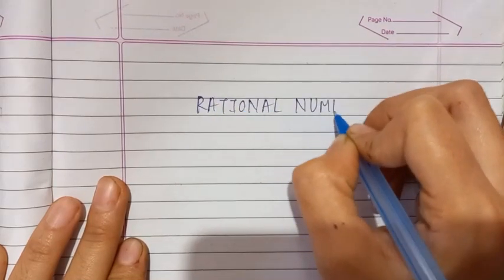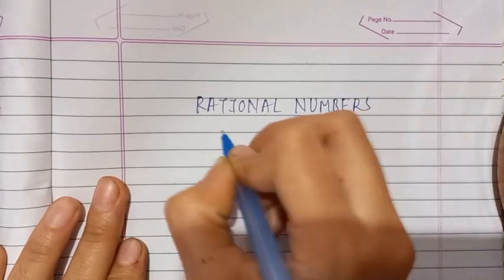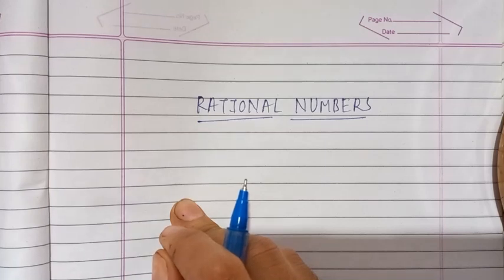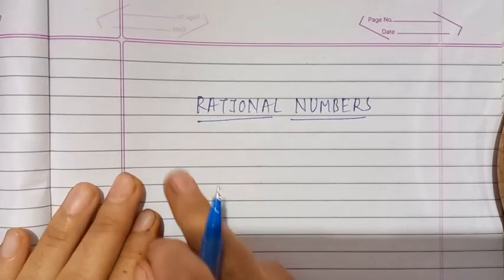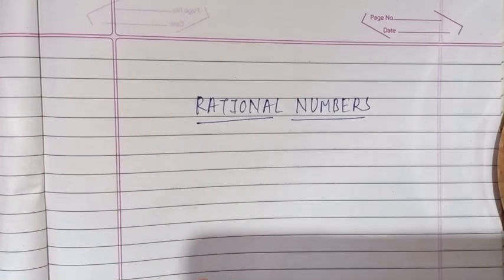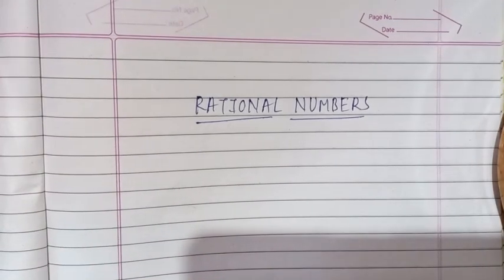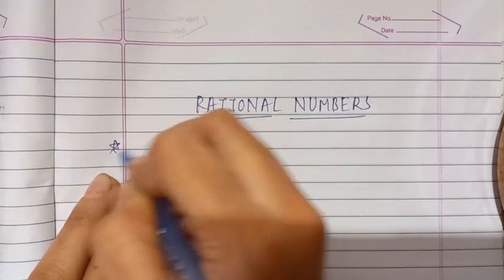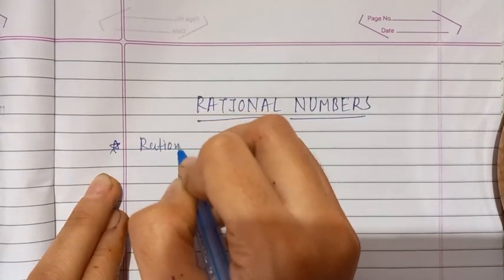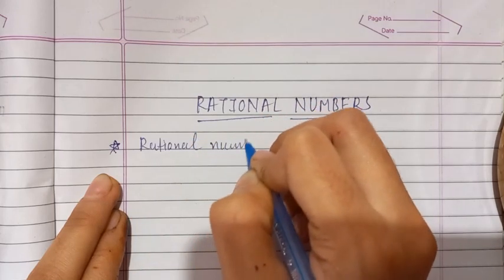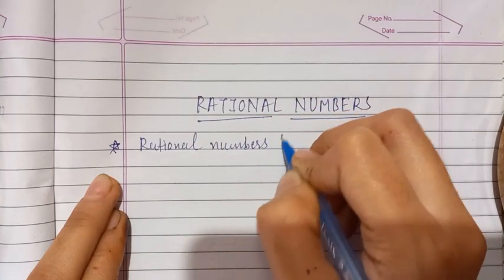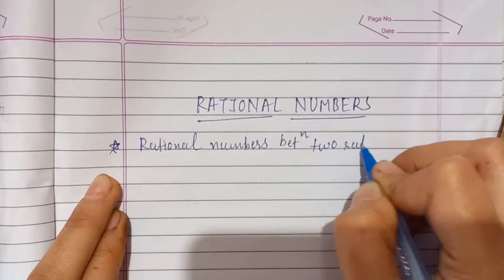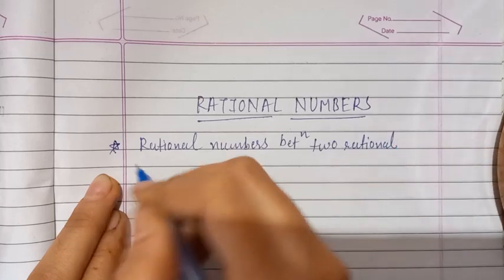In the previous video, we did questions to find numbers on the number line. So in this video, we will see the topic: rational numbers between two rational numbers.